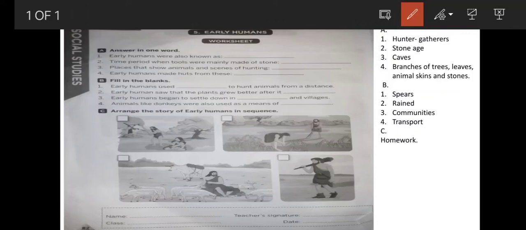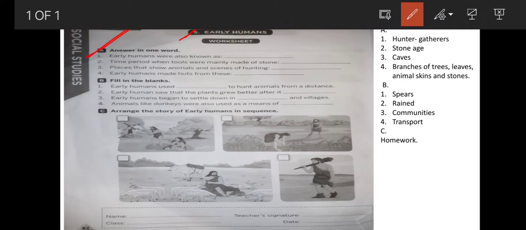In this class we will discuss lesson 5, class 3 social studies, workbook, early humans. In our previous class we have discussed lesson 4, understanding the past. Answer in one word. I request all of you to take out page 82.